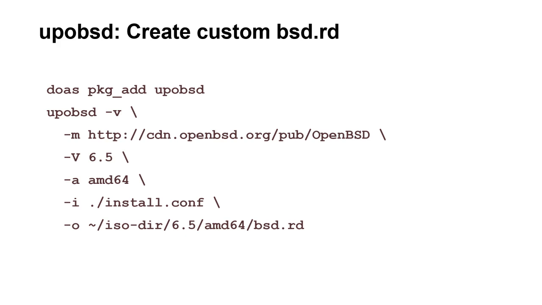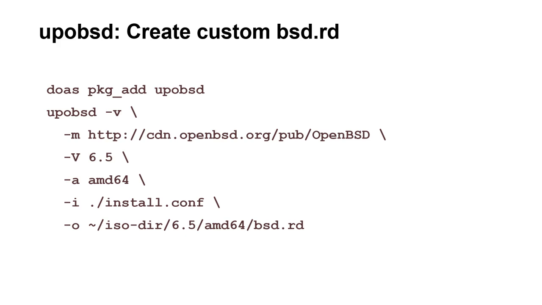I make sure it's installed with pkg_add first, then I give it a set of arguments: the URL to the OpenBSD install mirror I want it to use, the version I want to install and the architecture, the path to my auto-install response file, and the path where I want it to put the RAM disk when it's done. upobsd fetches and verifies the bsd.rd file for me, opens it up, and puts my response file into it automatically.